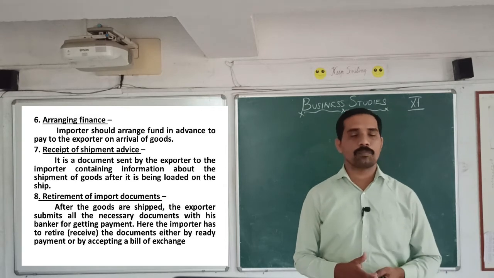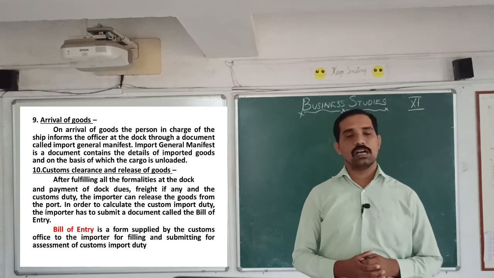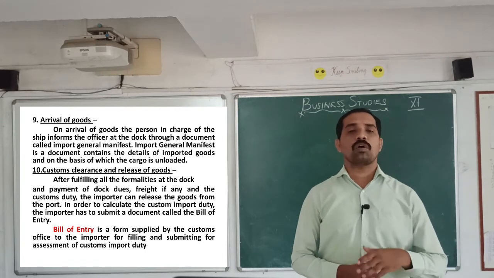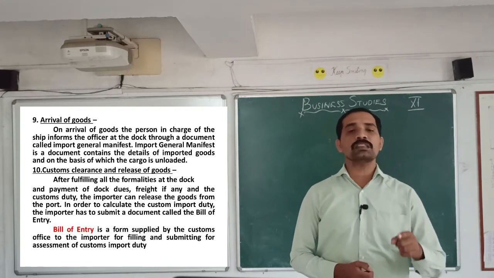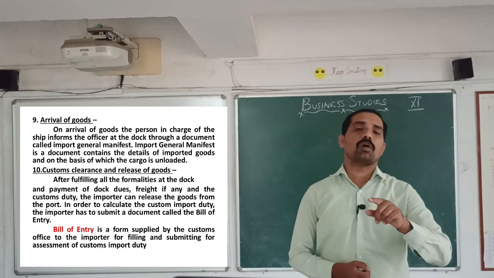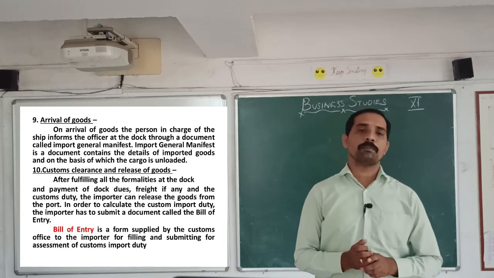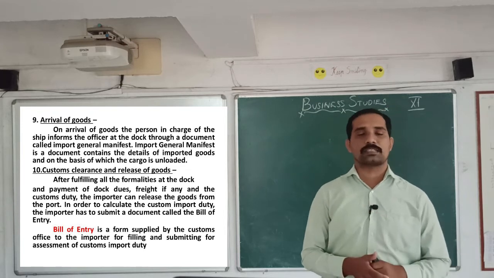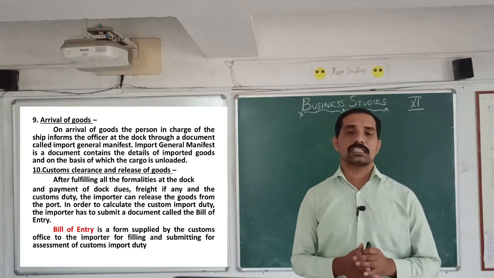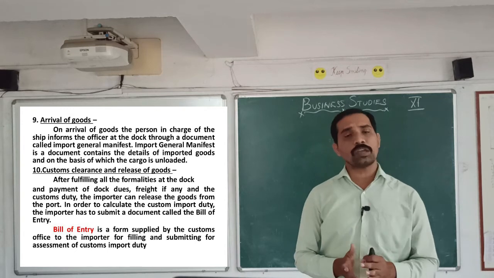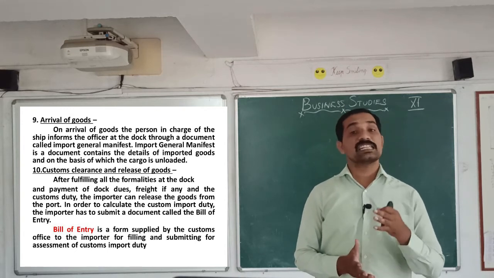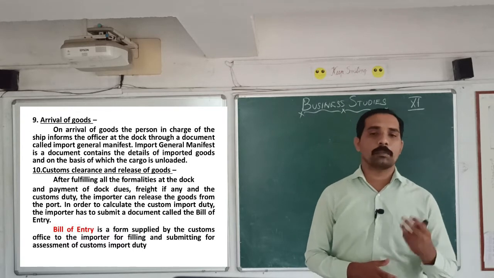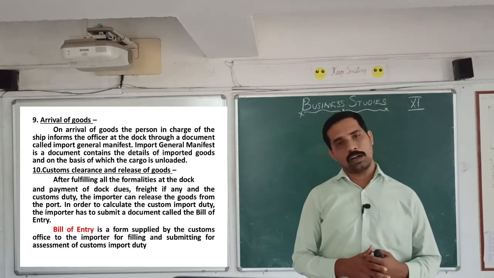And the next step, arrival of goods. On arrival of goods, the person in charge of the ship informs the officer at the dock through a document called the Import General Manifest. The Import General Manifest is a document containing the details of imported goods, on the basis of which cargo is unloaded.